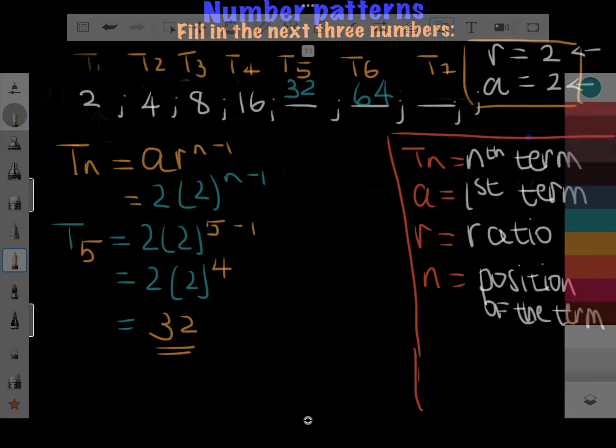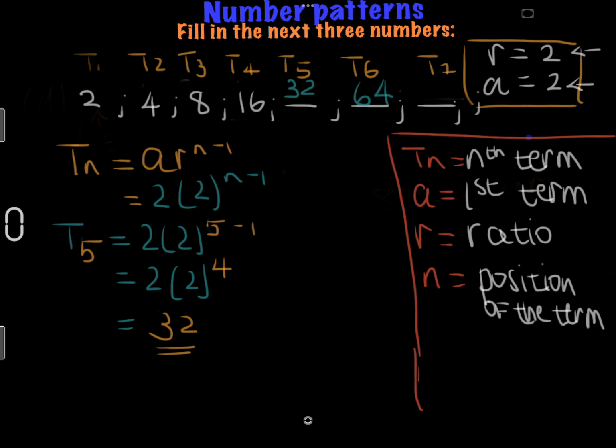Now to find the last term in this case, we simply need to substitute 7, because we want to find the 7th term now. So write 7 there. 7 minus 1 gives us 6. So we have 2 times 2 raised to the 6th power in this case. So the answer is 128. That's our final answer for this application.